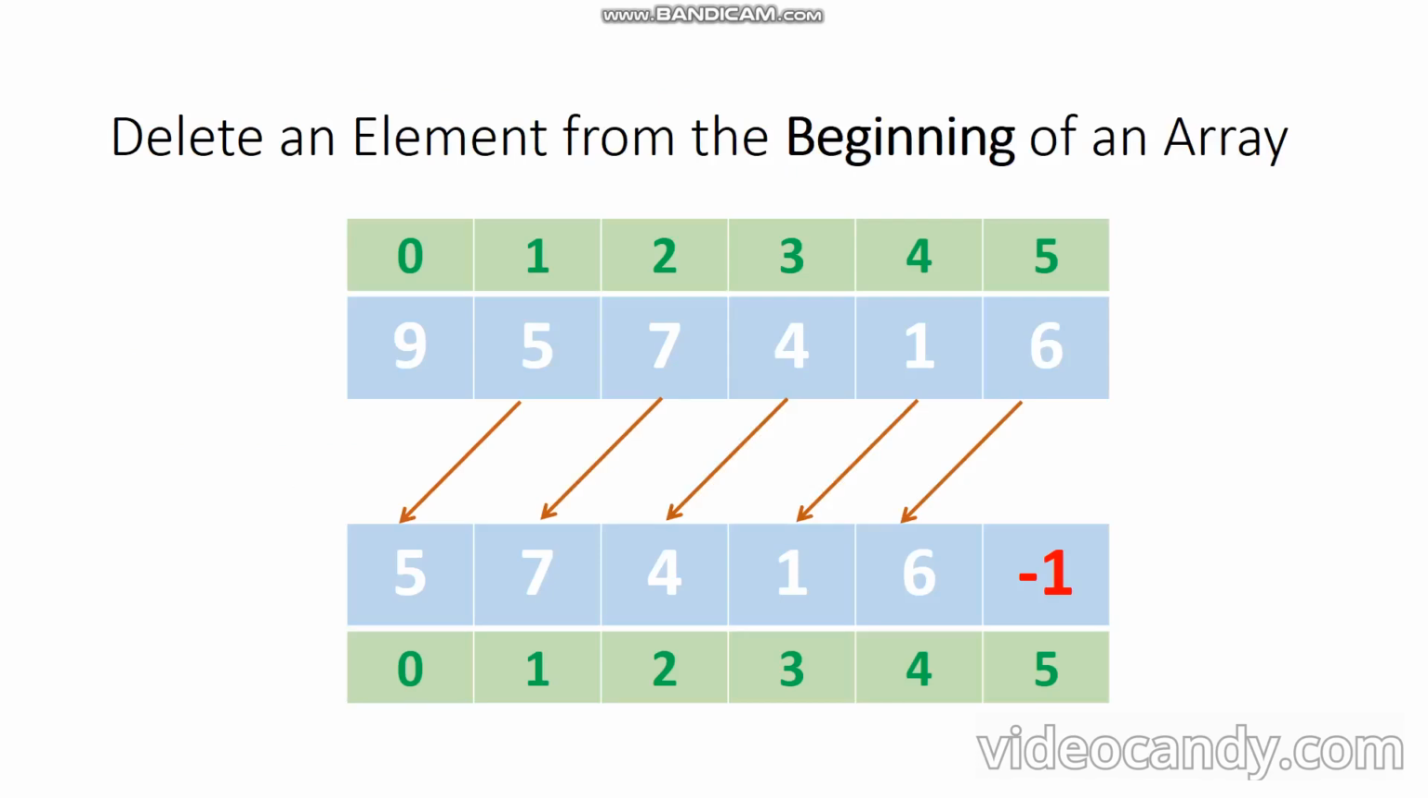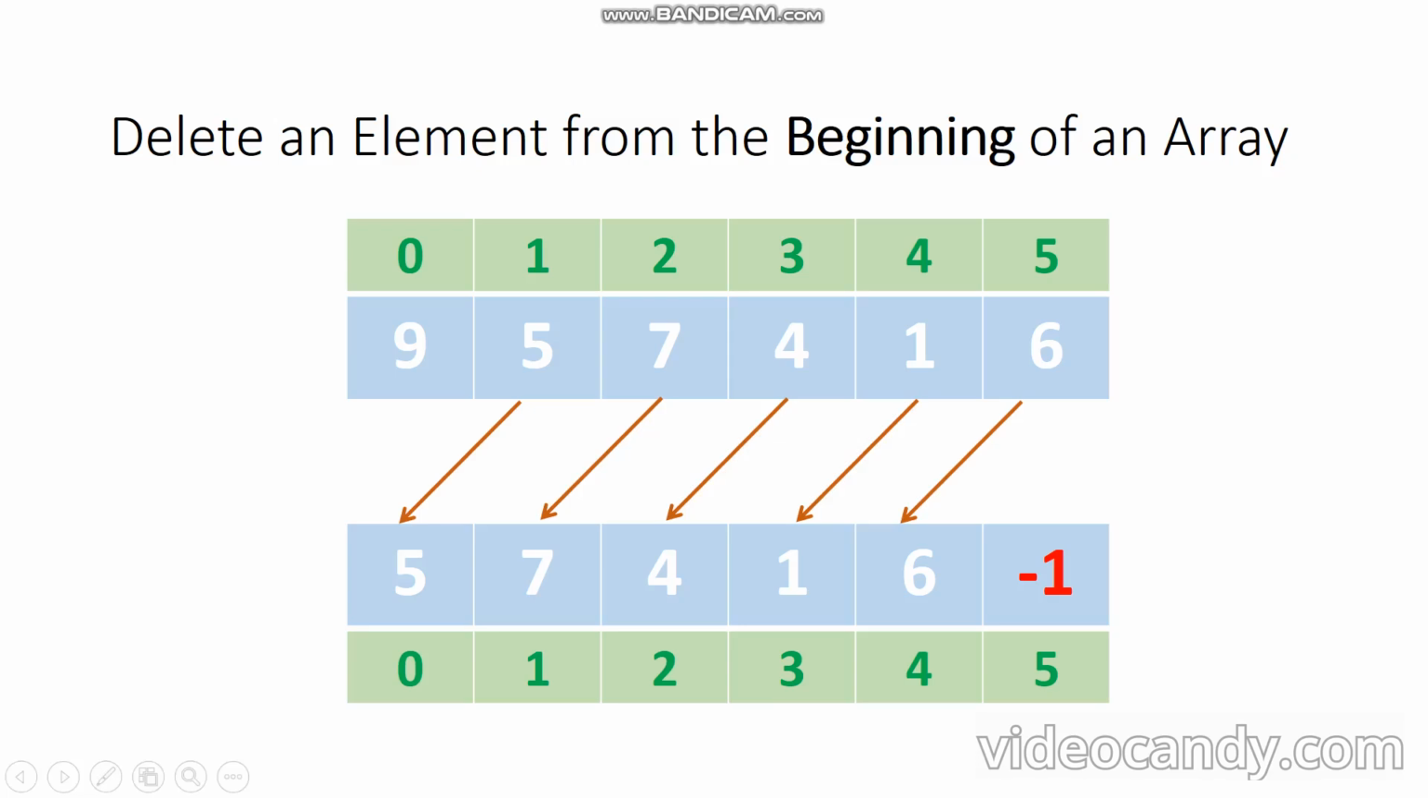So here, deleting an element from the beginning of an array. As you can see in the above array, beginning means the element which is at the 0th position. Here actual deletion is not possible. The only thing you can do is replace the element. So when you are replacing, 5 will be moved to the 0th position, 7 to first, 4 to 2, 1 to 3 and 6 to 4.